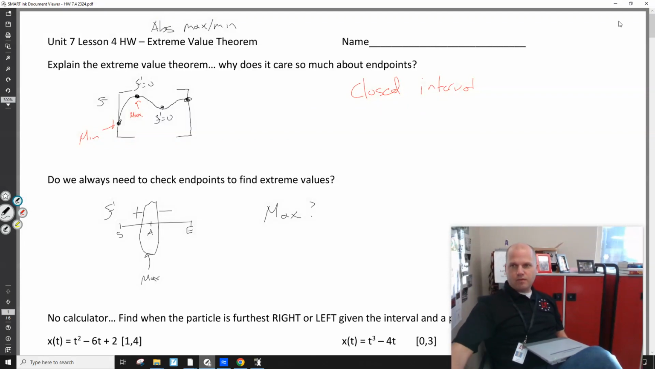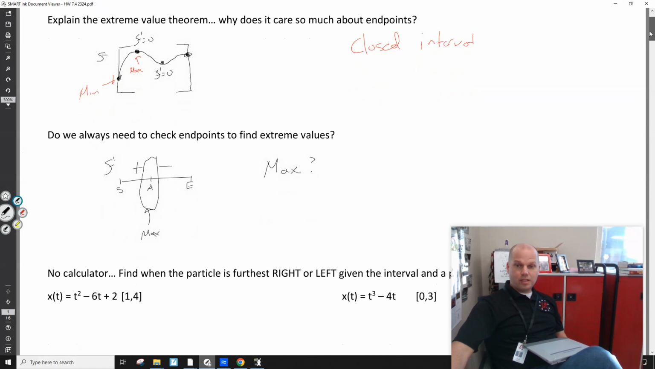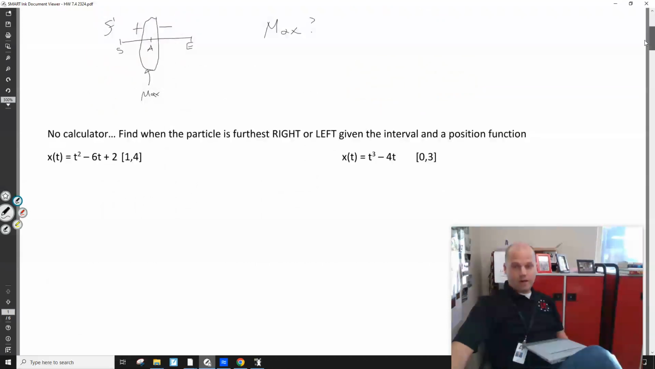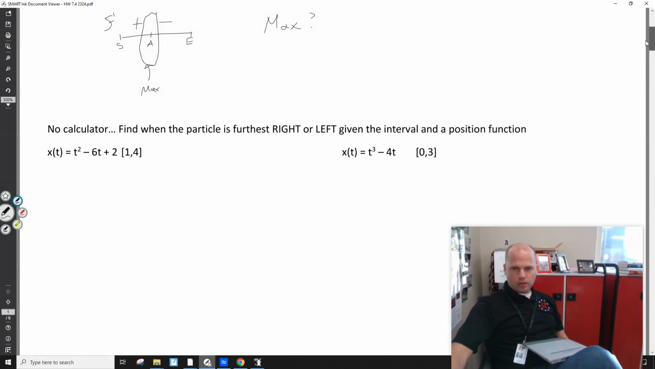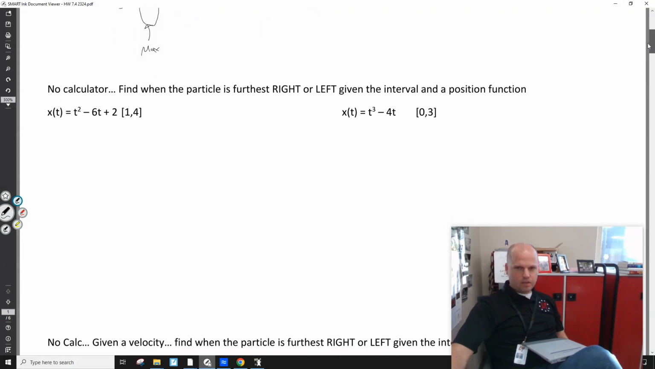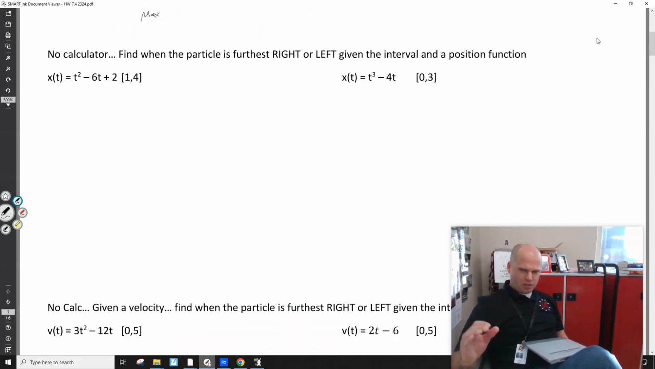We're going to talk about justifications and how we're going to explain things more next class. Right now, let's just find the locations of the max and min, and then we'll talk about the statements we need to write to justify things. Okay, now here's the key.